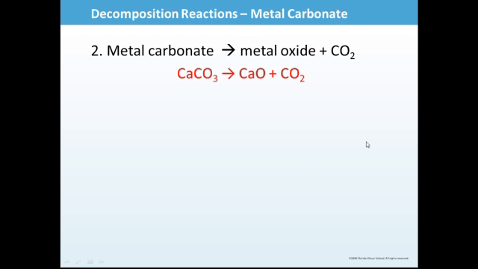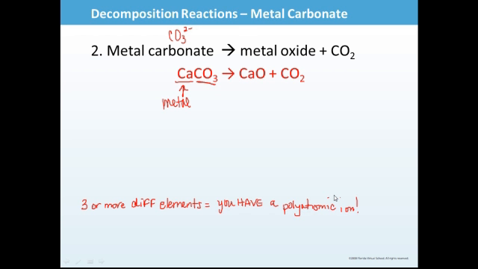The second type of decomposition reaction we see is a metal carbonate. We have to identify this as a metal, and carbonate is the CO3 with a -2 charge polyatomic ion. You must be able to recognize metals and nonmetals and your different polyatomic ions. If you have a formula that has 3 or more different elements, it has a polyatomic ion.